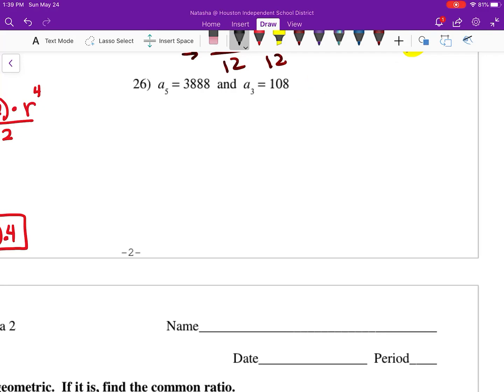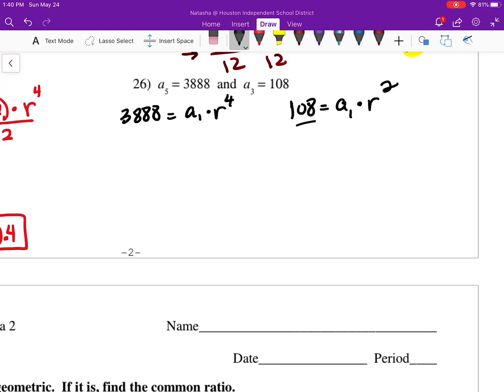All right, let's do the last one. Question number 26. We're going to set this up. So 3,888 is equal to a1 times our ratio to the 5 minus 1, which is 4. And then our second one is going to be 108 is equal to a1 times r to the 3 minus 1, which is 2. I'm going to do the second one. You could do either one.